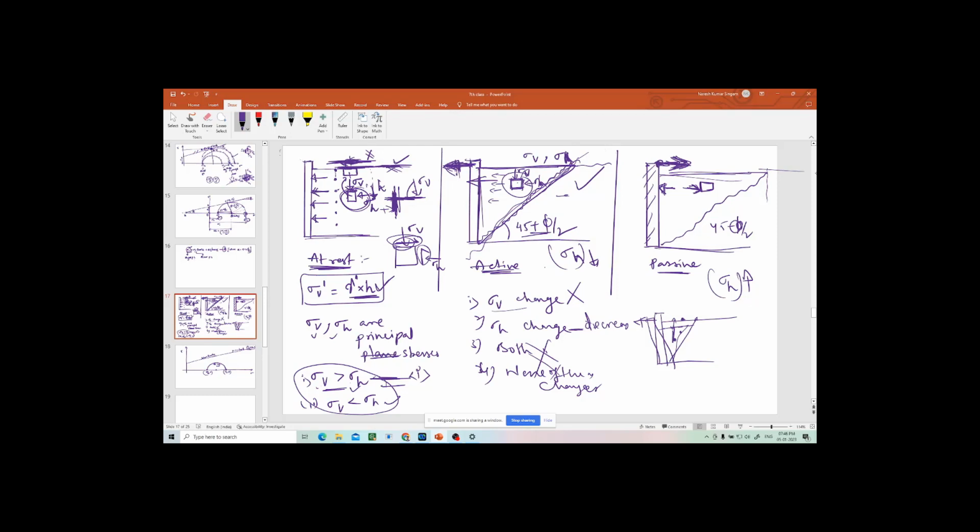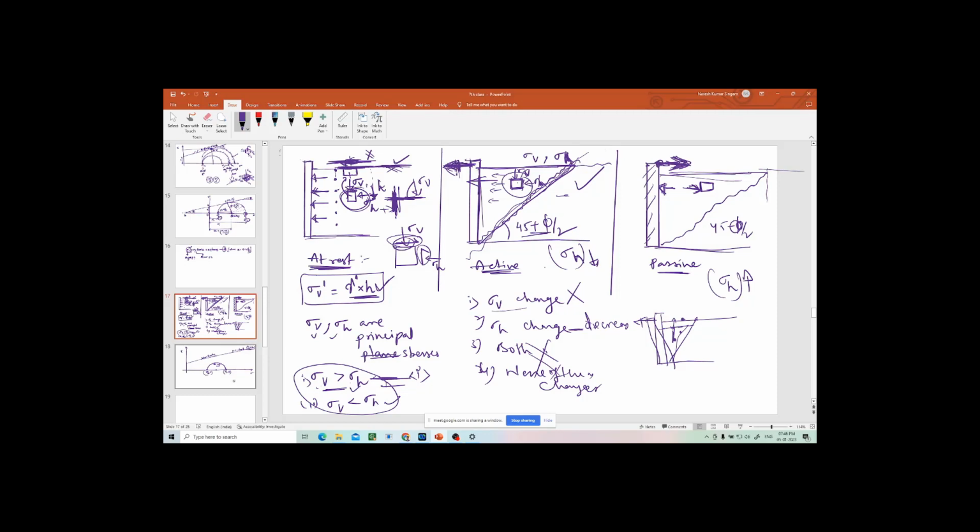You're just pressurizing the soil. It's common sense. Because of that, sigma h will increase. Here, sigma h will decrease because you are loosening the soil. When you are loosening the soil, of course, the existing sigma h will decrease. So now you understood what will happen in active and in passive. Sigma v will not change, but sigma h will change. Sigma h will decrease in the active earth pressure and increase in the passive condition.